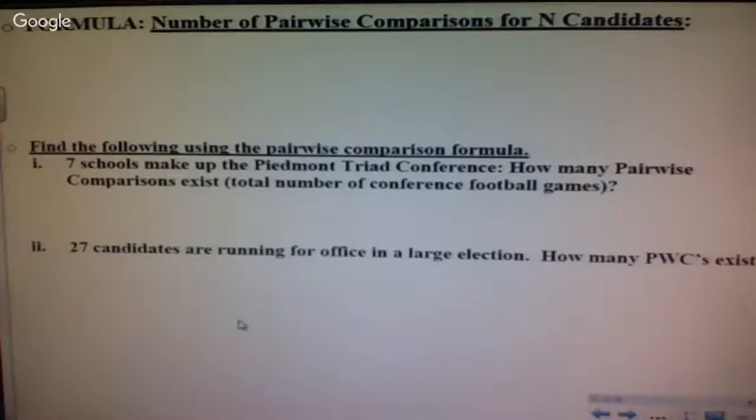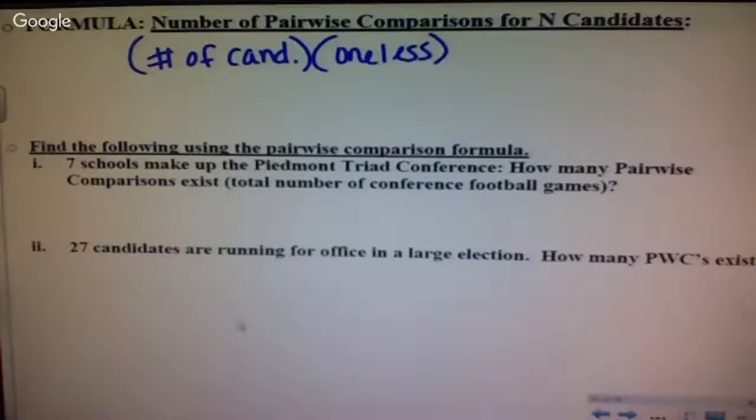All right, so your number of pairwise comparisons. It's always the number of candidates. This is the formula we just did. Number of candidates times 1 less, divided by 2. That's your formula each and every time.